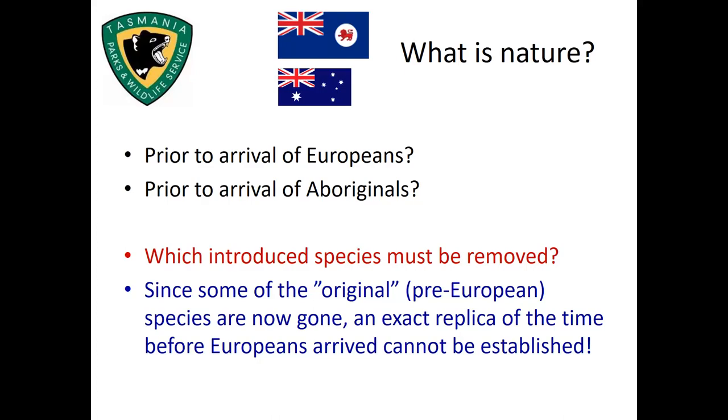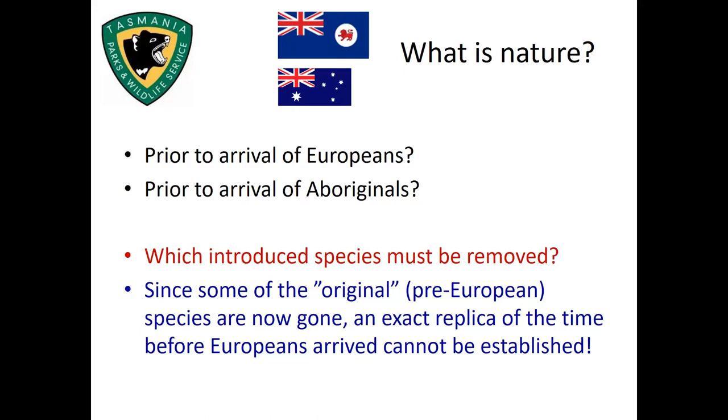If it is prior to the arrival of the Europeans, then the question becomes which introduced species have to be removed. There might be some species which have become so entrenched and so integral to certain ecosystems that removing them would actually cause problems. And what happens if some of the, so to speak, original pre-European species are gone? Do we introduce another kind of species from someplace which corresponds to the missing species? And maybe that causes a problem.